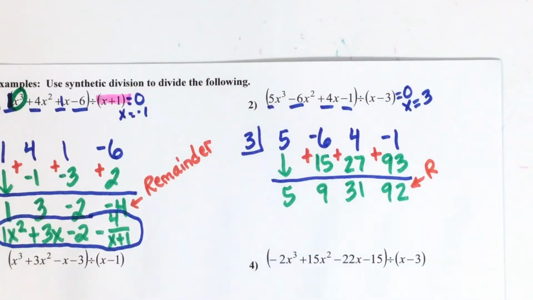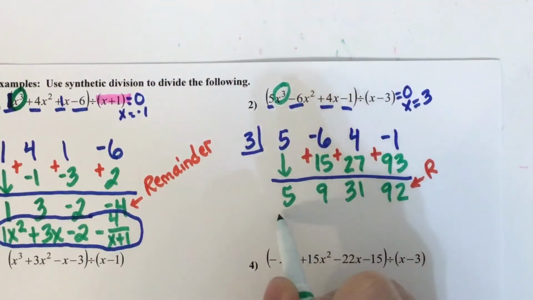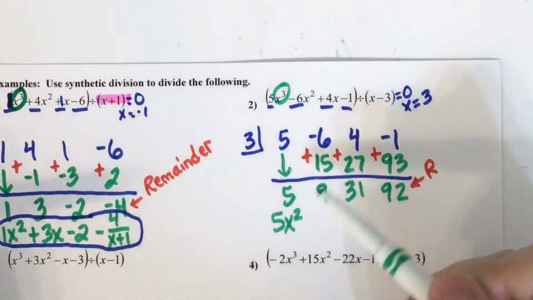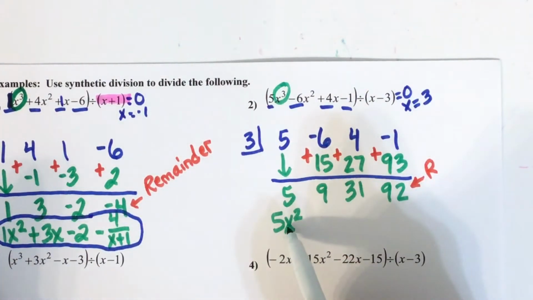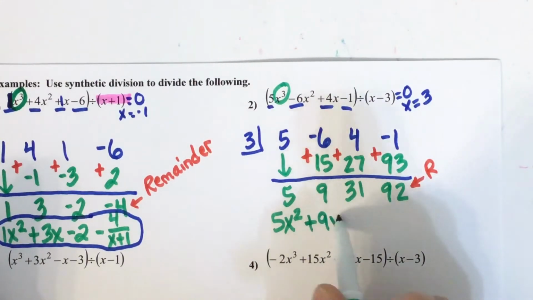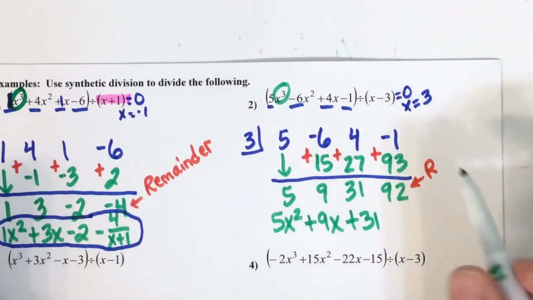Okay, so let's see if we can figure out how to write our answer. All right, this one started off x cubed. So this 5 will be in front of an x squared. It's always going to be 1 less. So then after an x squared comes an x. So this 9 is in front of an x. After an x comes a constant. So that 31 is the constant. And the last number is the remainder.